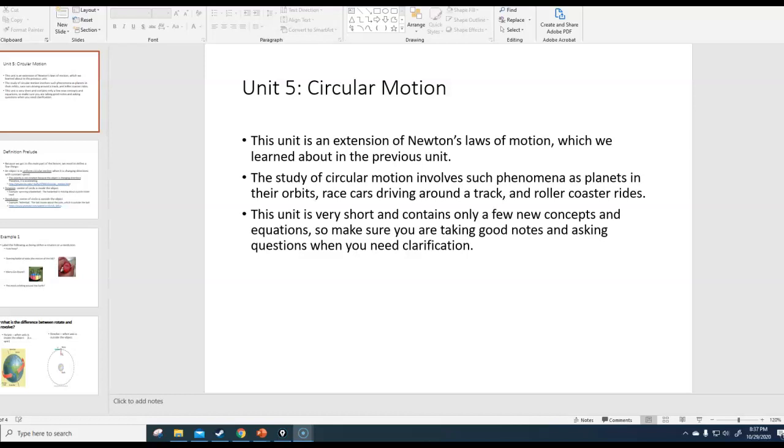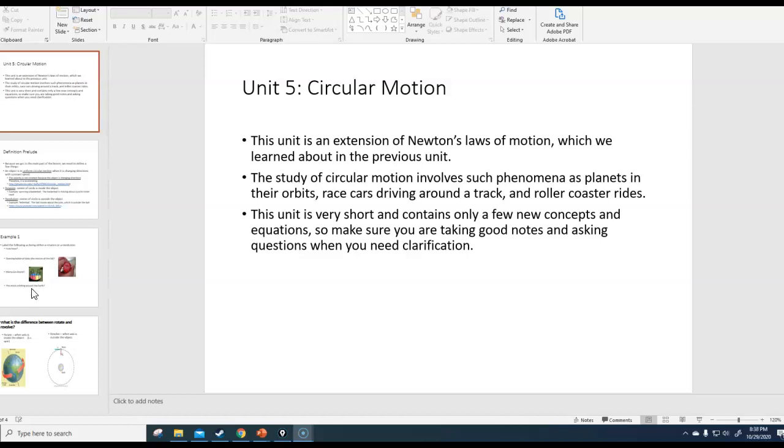Okay, so for example, planets orbiting the sun, or moons orbiting different planets, race cars driving around a track, roller coaster rides going upside down, and all kinds of craziness in between. Okay, so anytime an object moves in any type of non-straight line, think circular motion. So this unit is going to be super short. There's only going to be a few new concepts and equations, so make sure you're paying really close attention, taking good notes, and asking questions when you need clarification.